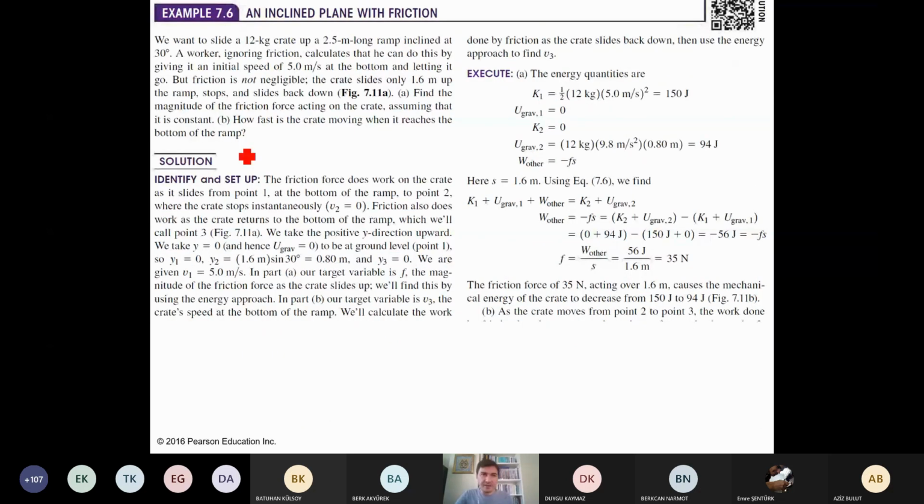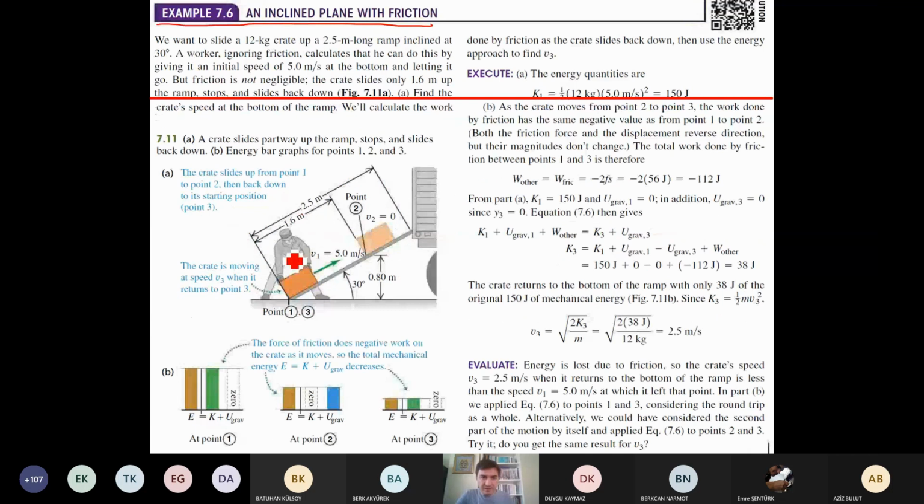Then let me continue. Example 7.6, an inclined plane with friction. Here there is an inclined plane and it is a rough surface. It has certain friction on this surface and this is the angle, 30 degrees, okay? We want to slide a 12 kilogram crate up a 2.5 meter long ramp inclined at 30 degrees. This is the length of the ramp, which is given, okay? And this is the crate.